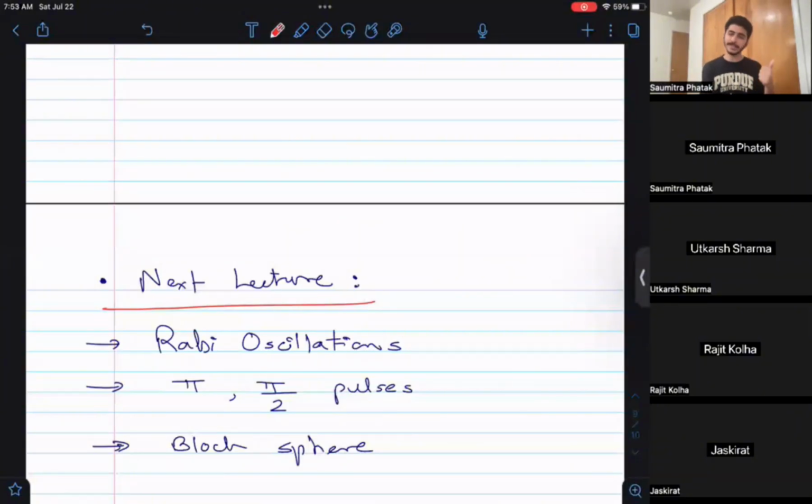So, okay, in the next lecture, we will cover Rabi oscillations. We will cover pi and pi over 2 pulses. You're giving those pulses and you're changing the populations from the first state to the second state. And we'll also consider the Bloch sphere formalism to imagine better what's happening in this two-level system, how to understand the dynamics of the system by just a simple model of a sphere.